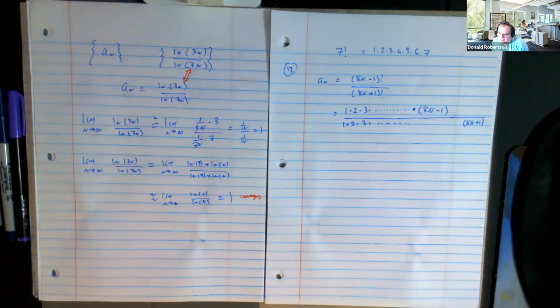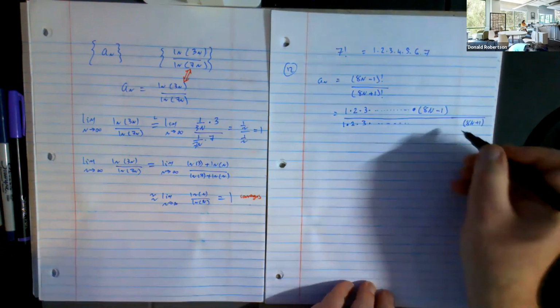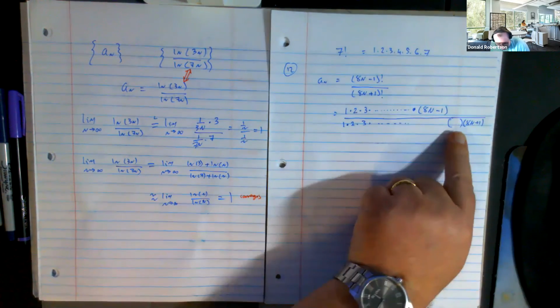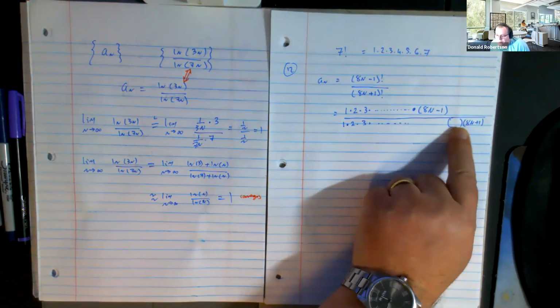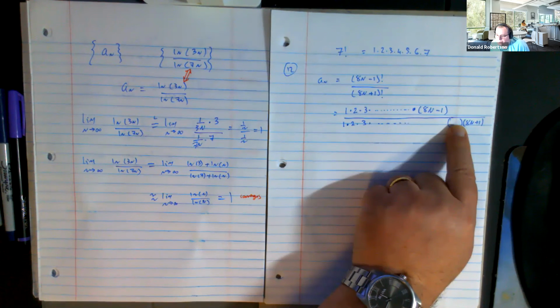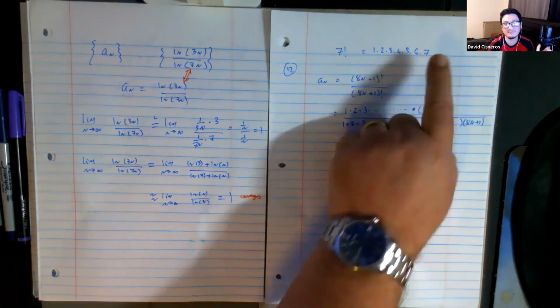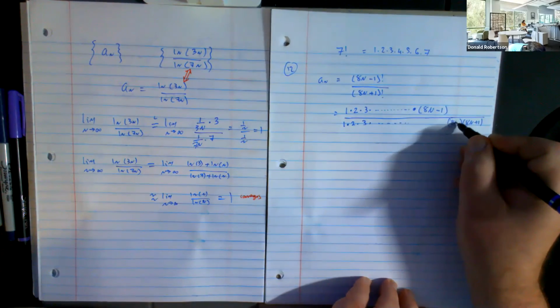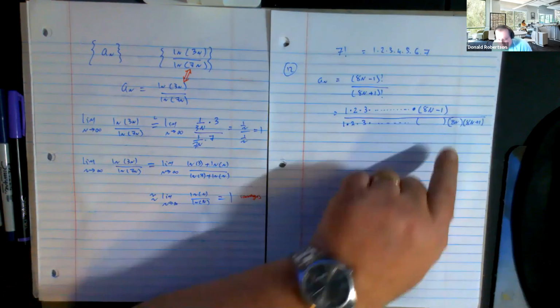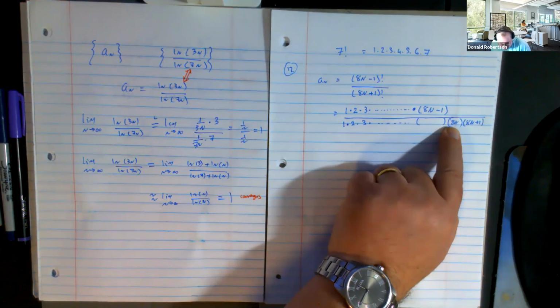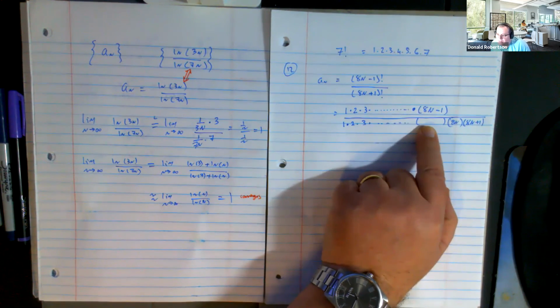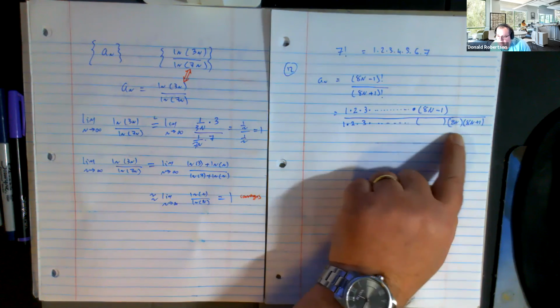And this is where the sneaky part happens. What would be the term before 8n plus 1? What would that guy be? Oh, 8n. Yeah, 1 less, 8n. And what would the one that would come just before the 8n be? 8n minus 1.